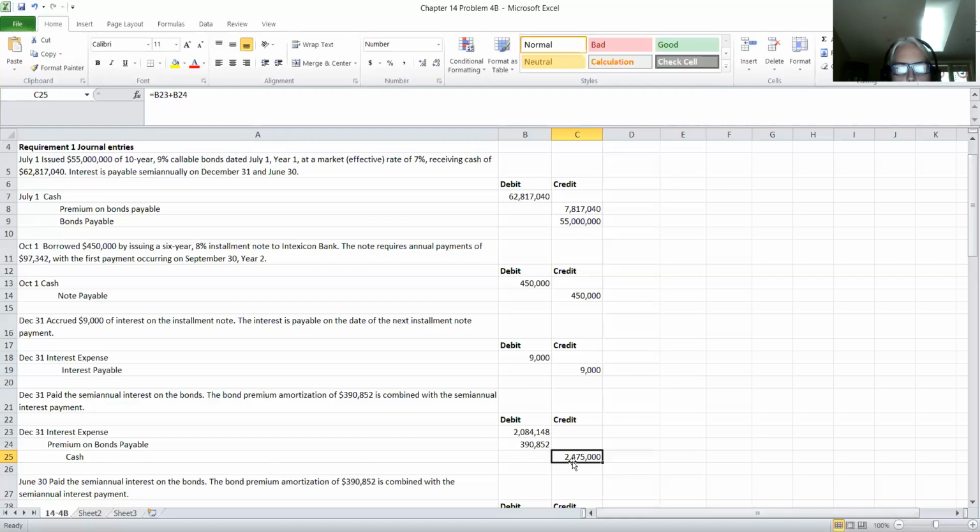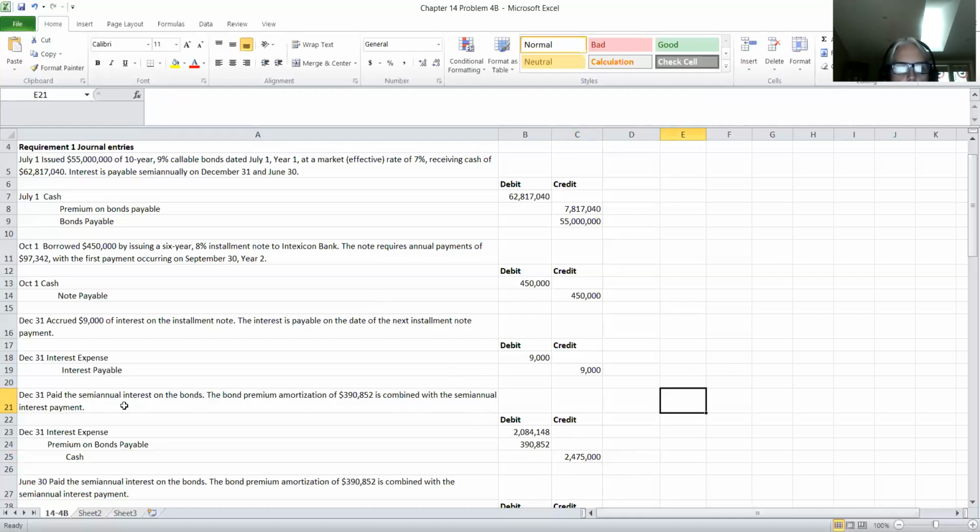And so what I'm going to do, as you can see, I've got a formula up here. If we looked at the B column and 23, that's this amount right here, which is the amount of the bond interest expense, plus B24, which is the premium on the bonds payable. So let me show you how we would do these separately.